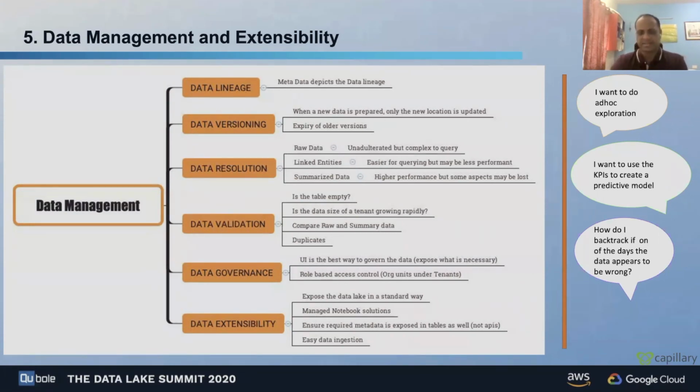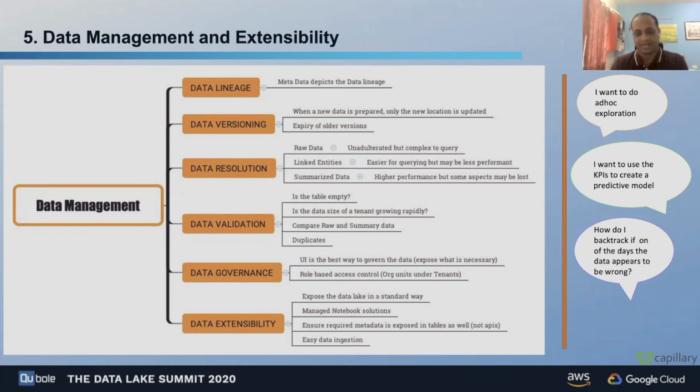So data extensibility, this is one area which we had neglected in Capillary for a very long time. Our product suite had very tight integrations with the data lake, but the data lake by itself was not exposed outside for the external developers or external brand users to build on top of it. This is where modern notebook solutions come in handy.